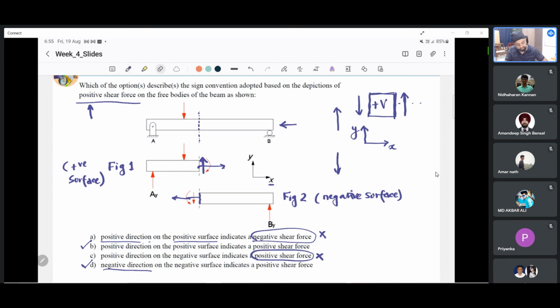So this is why we contain the shear force diagram convention into a small compact notation like this, so that we can avoid mentioning these big statements. I hope this has become clear now. So the correct answers were B and D.